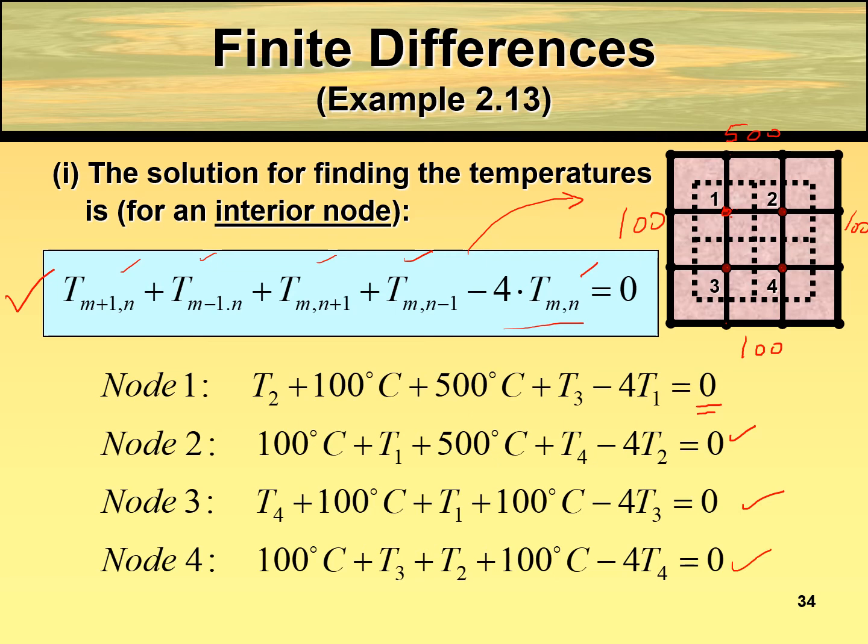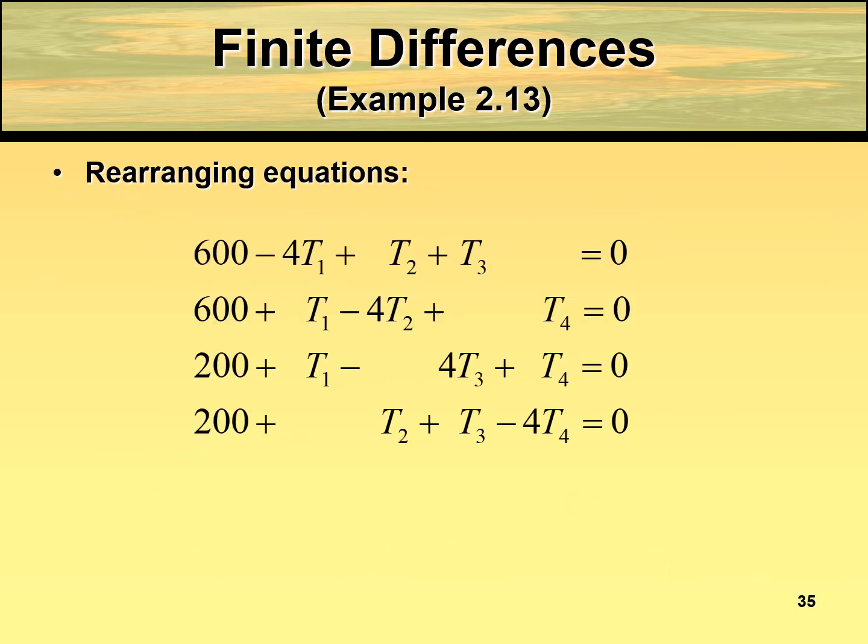So now you have 4 unknowns and you have 4 equations. So how are we going to solve these equations? We can use a technique called Gaussian elimination, which we will discuss in our next video.